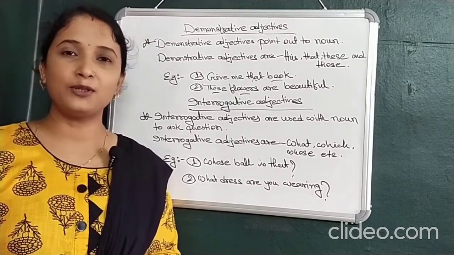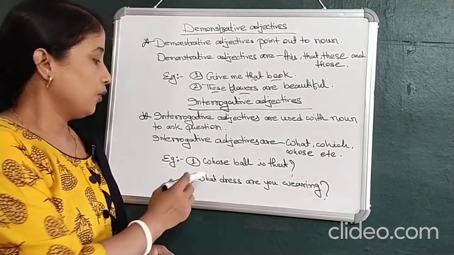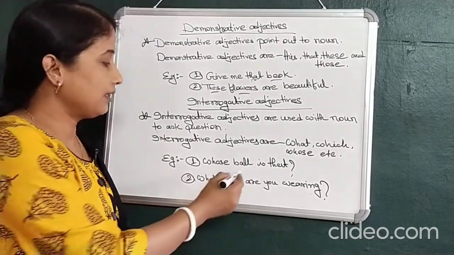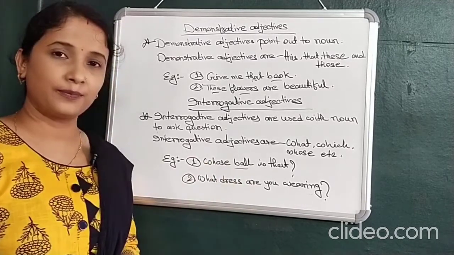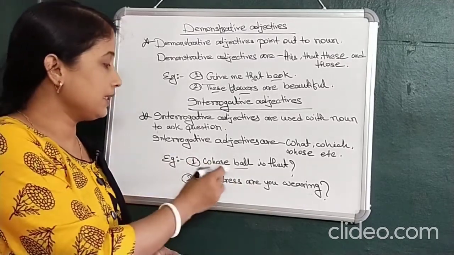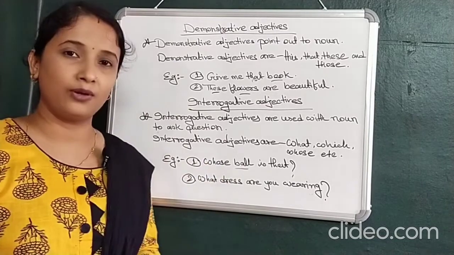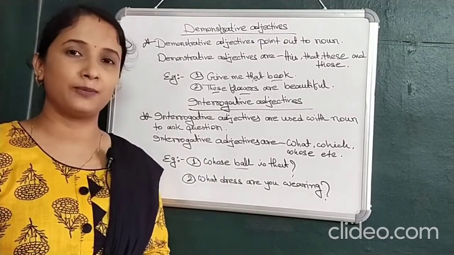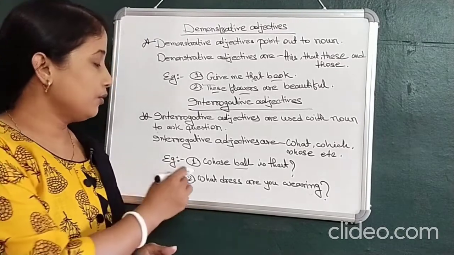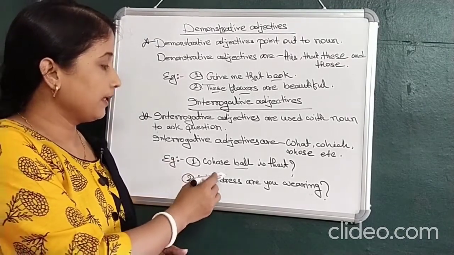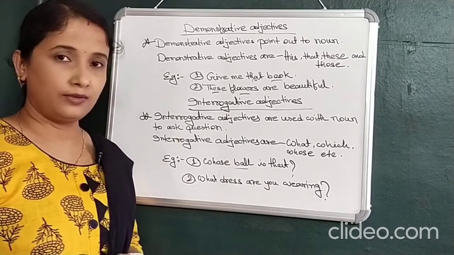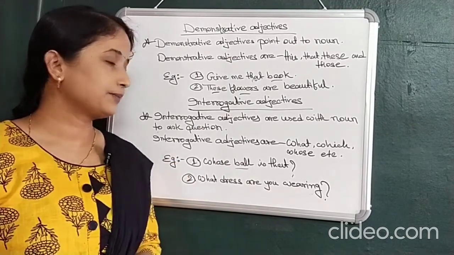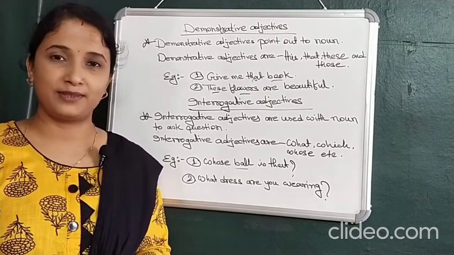Now let's see an example of interrogative adjectives. Whose ball is that? Here ball is a noun and whose is used before the noun ball. It means whose asks a question with the noun ball, and whose also modifies the noun ball, followed by the noun ball. So whose is here an interrogative adjective.